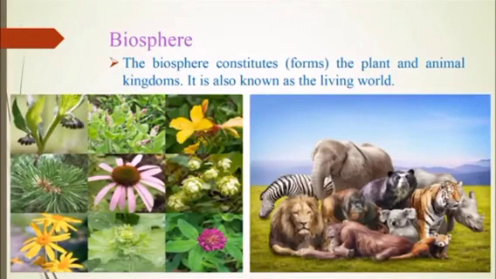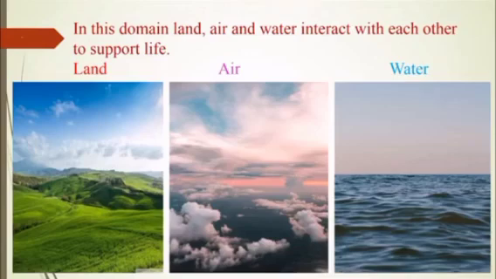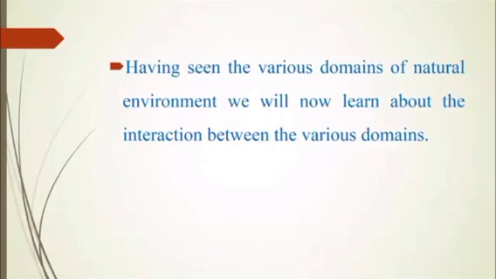The biosphere constitutes, means forms, the plant and animal kingdoms. It is also known as the living world. So here we can see the picture of plants and animals. In this domain, land, air and water interact with each other to support life. Here we can see the pictures of land, air and water. Having seen the various domains of natural environment, we will now learn about the interaction between the various domains.